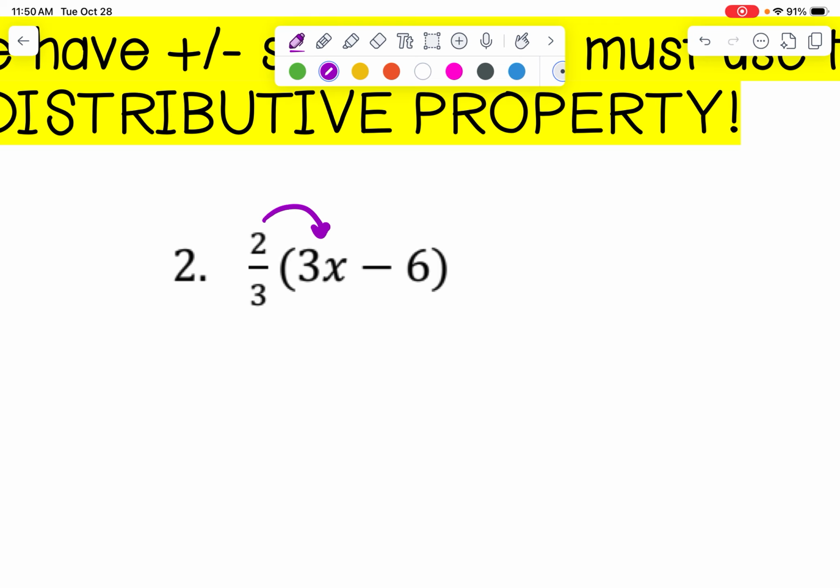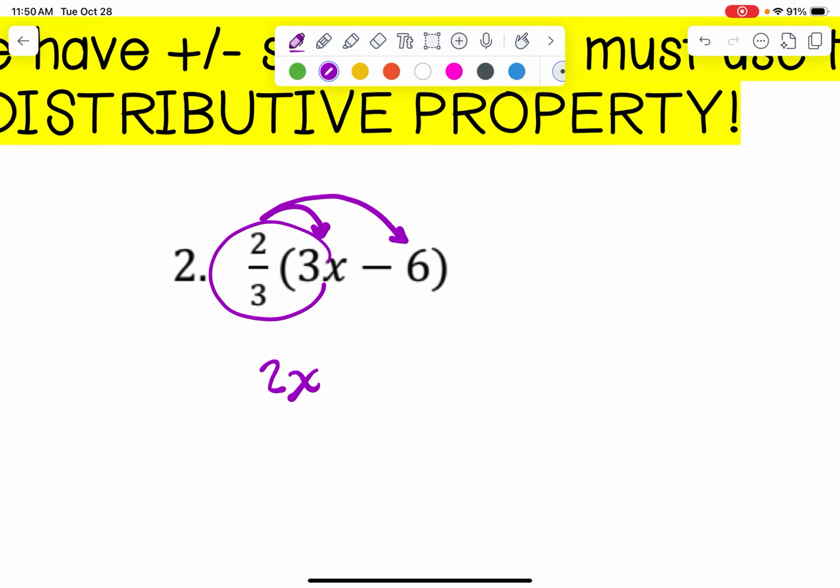Again, I have a monomial of 2/3, and I'm multiplying it times 3x minus 6. So as soon as I have a plus or minus sign, I now have terms and not just factors. So now I have to distribute. So I'm going to multiply 2/3 times 3x, which is, oops, I lost my other arrow. Sorry about that. Which is going to give us 2x.